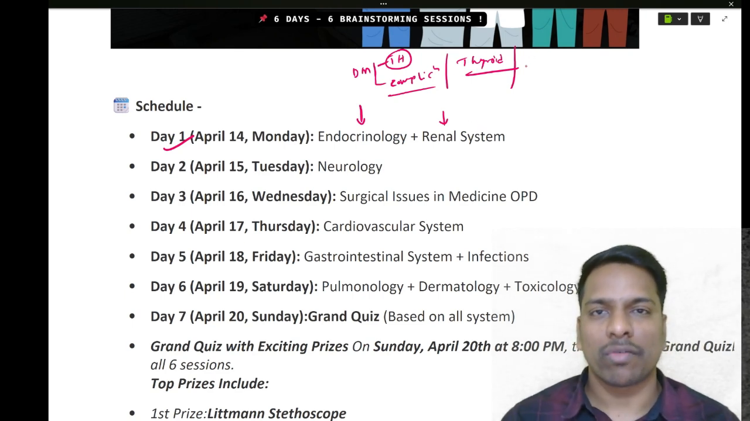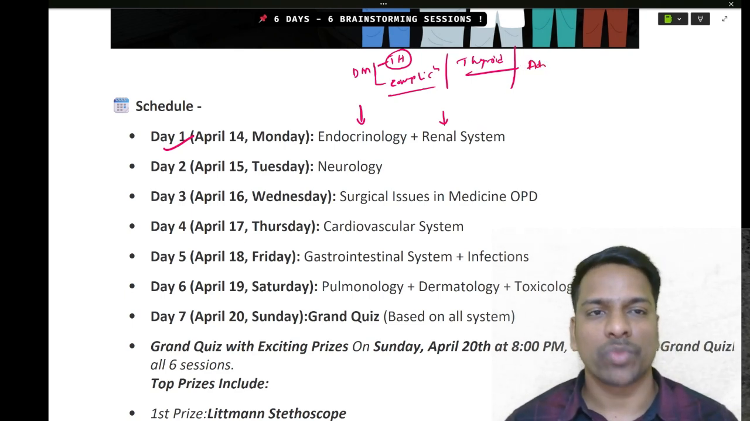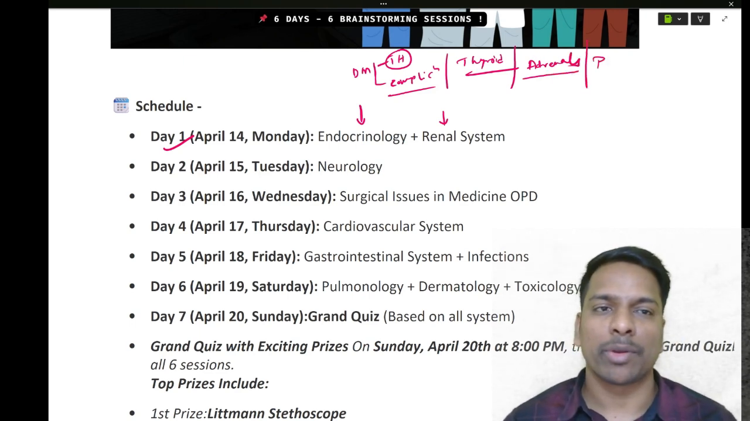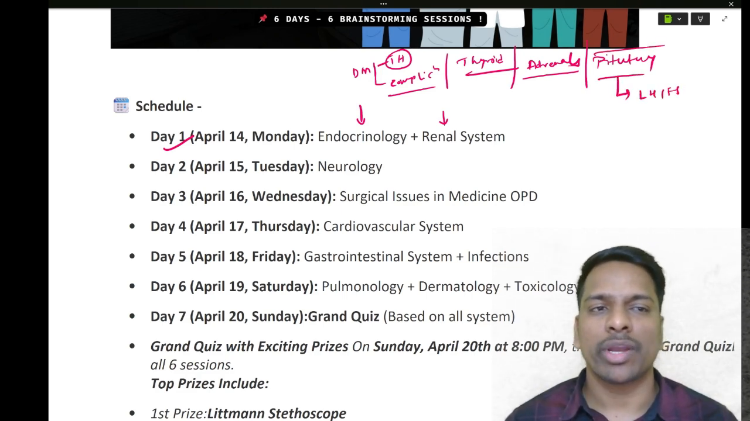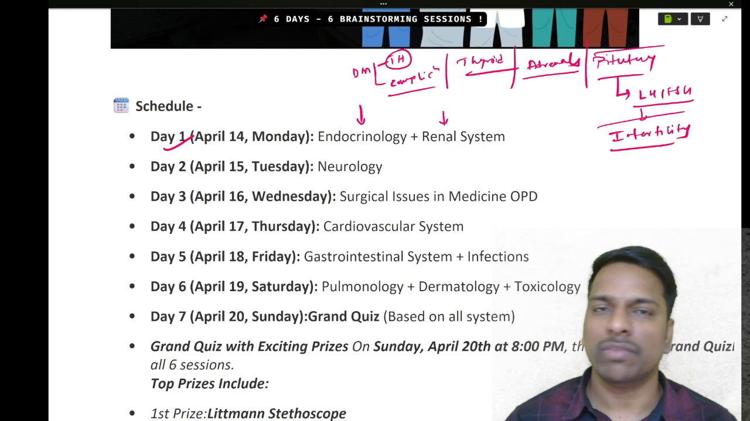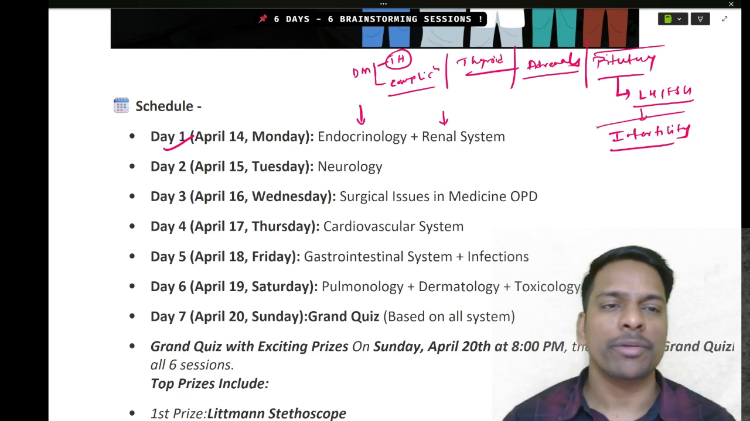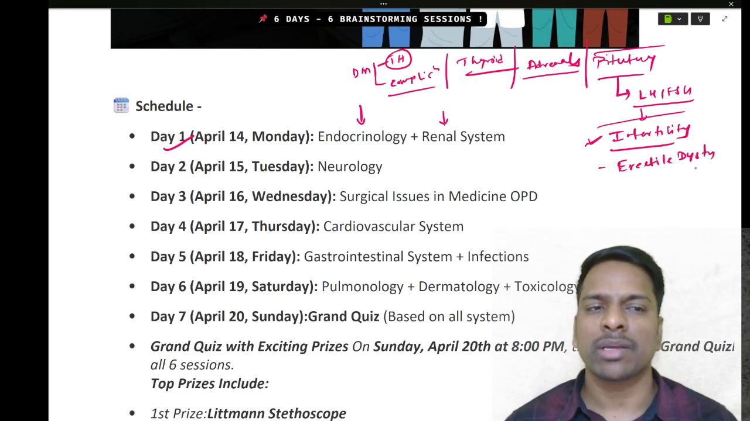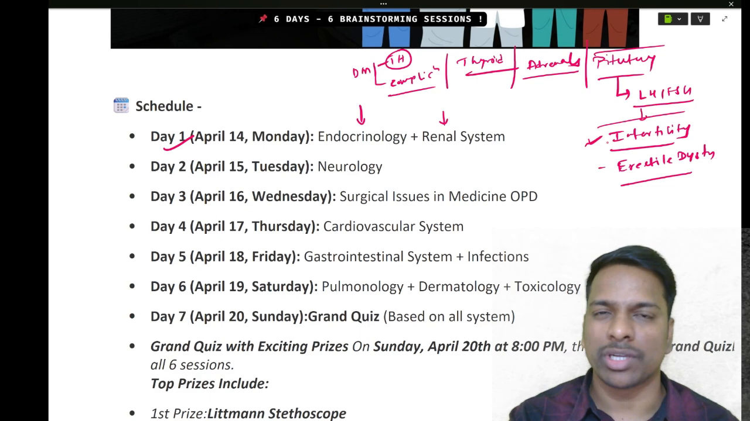Then along with the thyroid, we have adrenals, very commonly Cushing's and Addison's, which you can also see in OPD practice. Coming to the pituitary, you will not see major disease, but we will talk about LH and FSH in relation to infertility. So the infertility section will be covered with the pituitary component. Even erectile dysfunction, which is a common OPD presentation. All these things will be covered in detail in endocrinology.